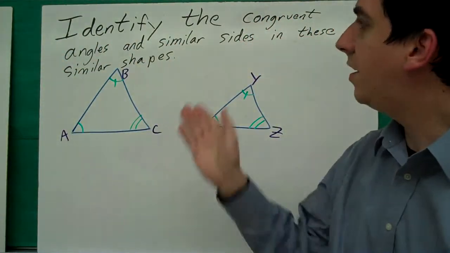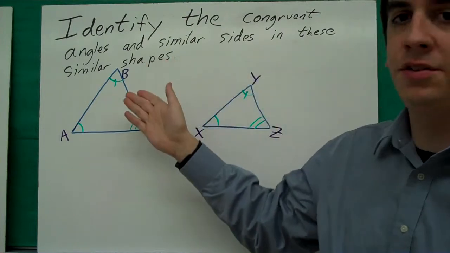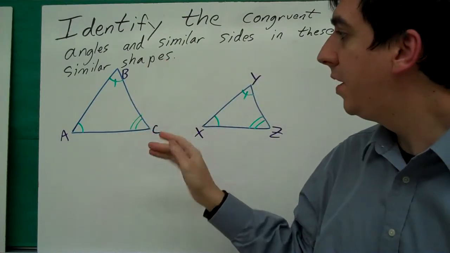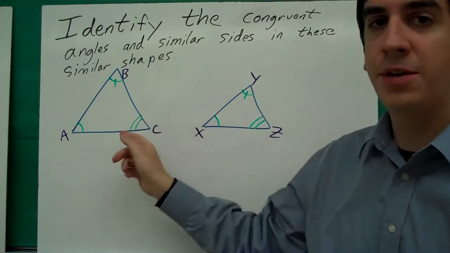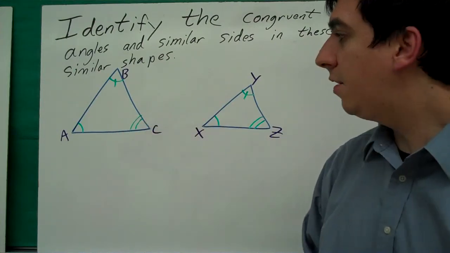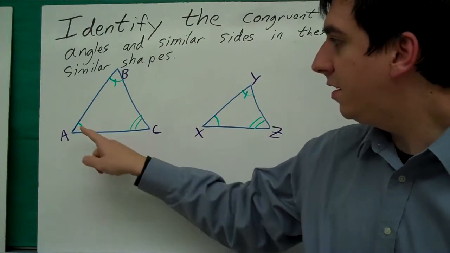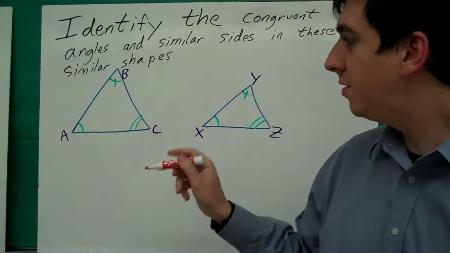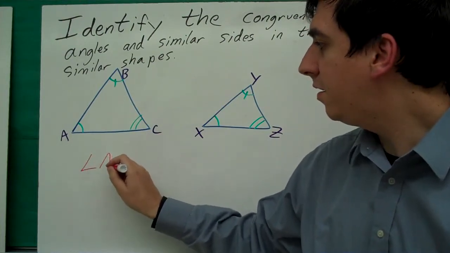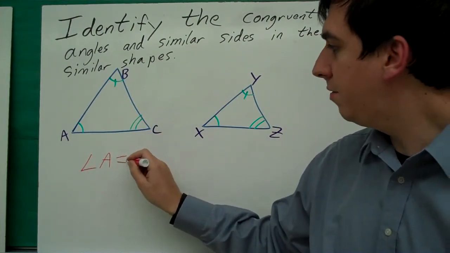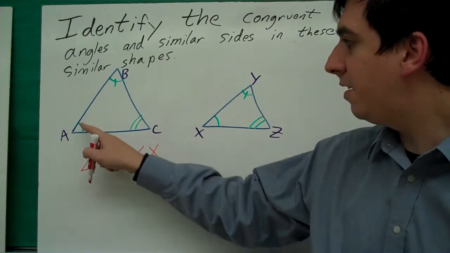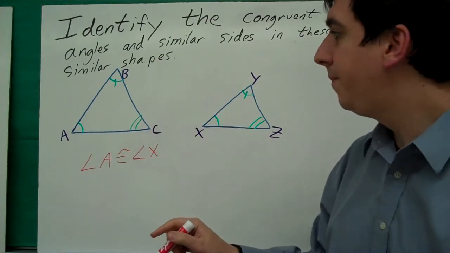Let's look at this one. It says identify the congruent angles and similar sides in these similar shapes. So we know right away these two shapes are similar. And one thing we need to look at on the angles is the ones that have the same markings. So I'm going to say angle A is congruent to angle X. And I know that because they have the same one tick mark on them.